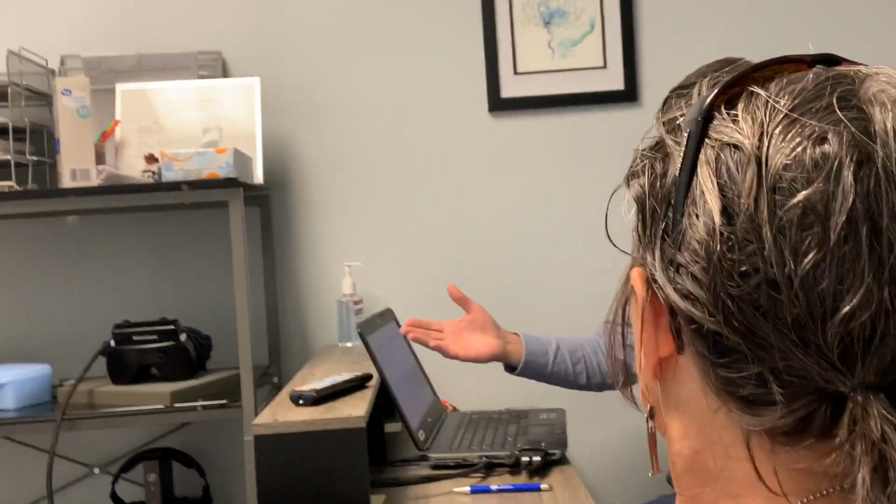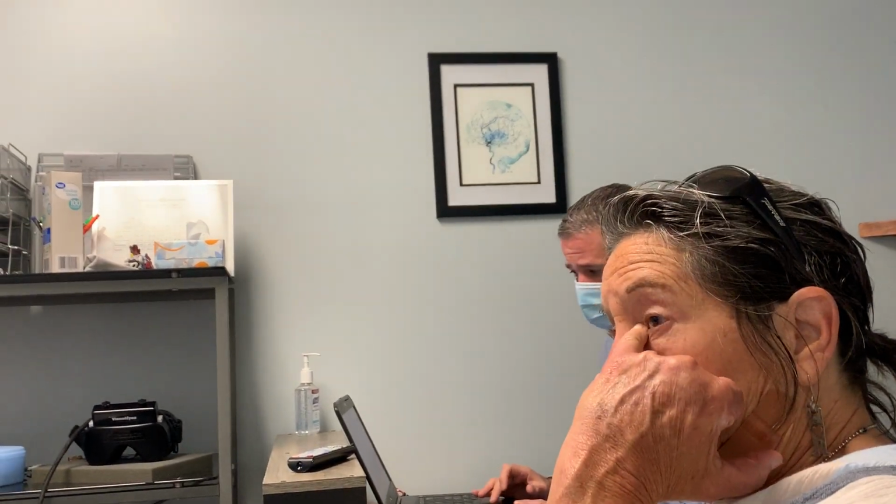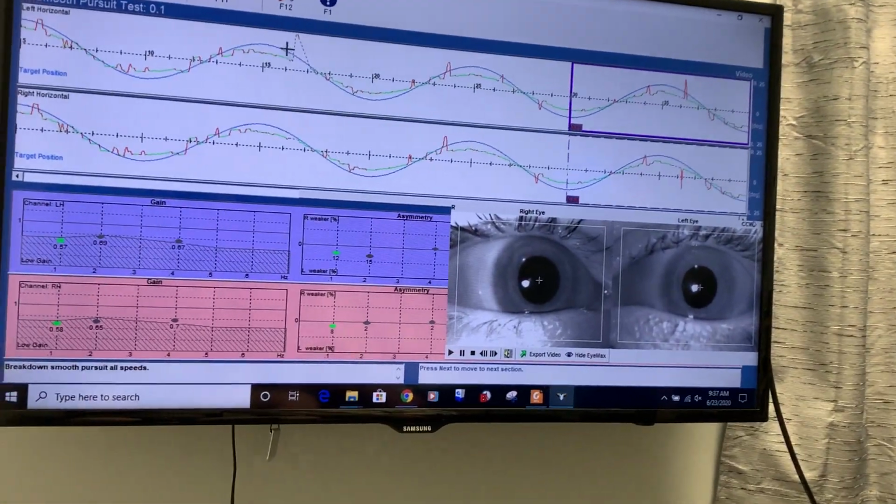We had two anoxic brain injury cases last week, and they had this exact same thing going on. Anoxic brain injury is when you lose oxygen to the brain. So this is very, very common. This indicates brain stem injury. It indicates other aspects of visual tracking insults or injury.